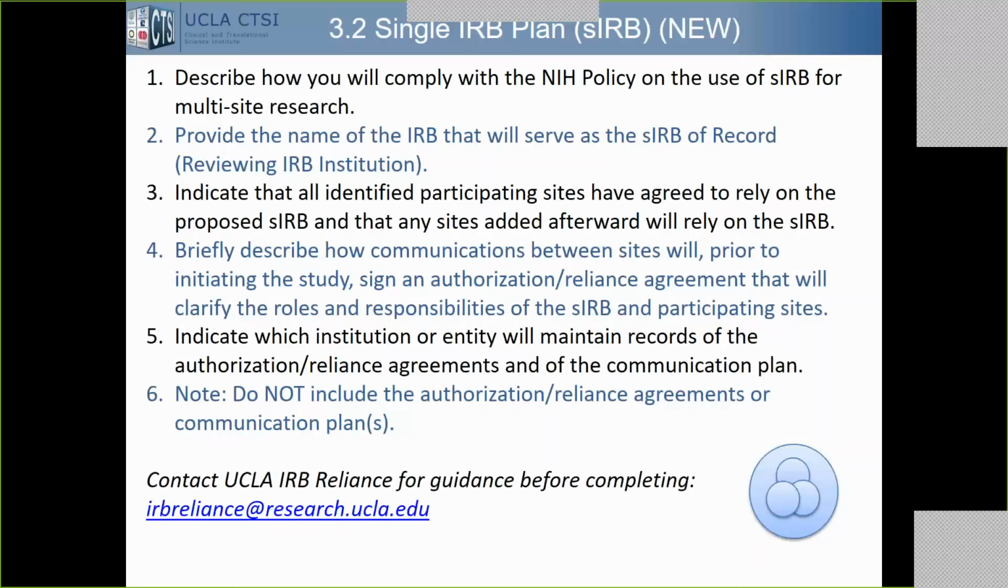And you have to indicate that all the identified participating sites have agreed to rely on your proposed single IRB, and that any sites that you may add after award will be required to do the same. So within that plan, you also have to describe how communication is going to work across the sites prior to initiating the study, signing any authorization or alliance agreements that might be needed, and then indicating whether the institution or entity, i.e. UCLA, will maintain records of authorization or alliance agreements or the communication plan. But just a reminder, don't actually include the authorization or alliance agreements or communication plan.